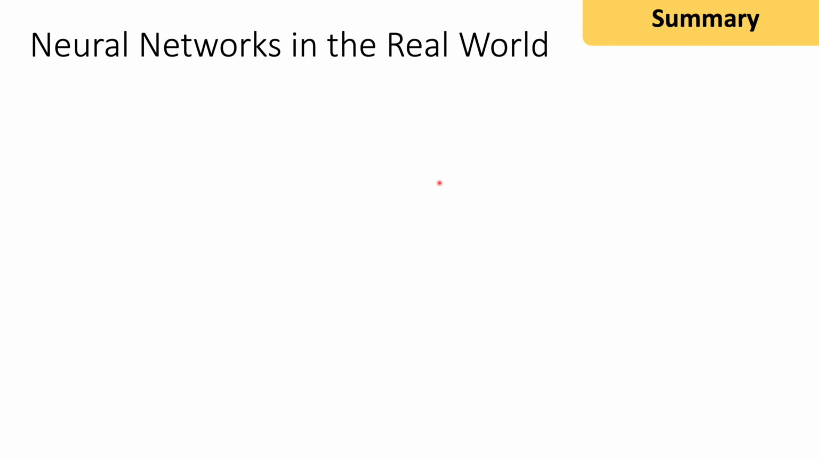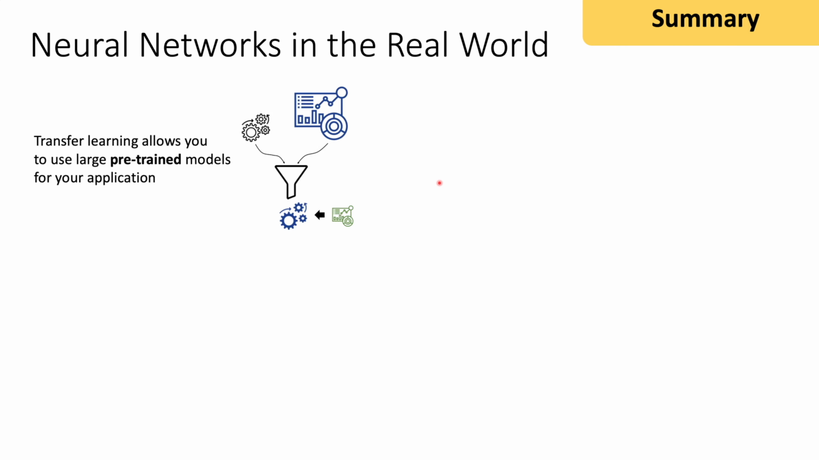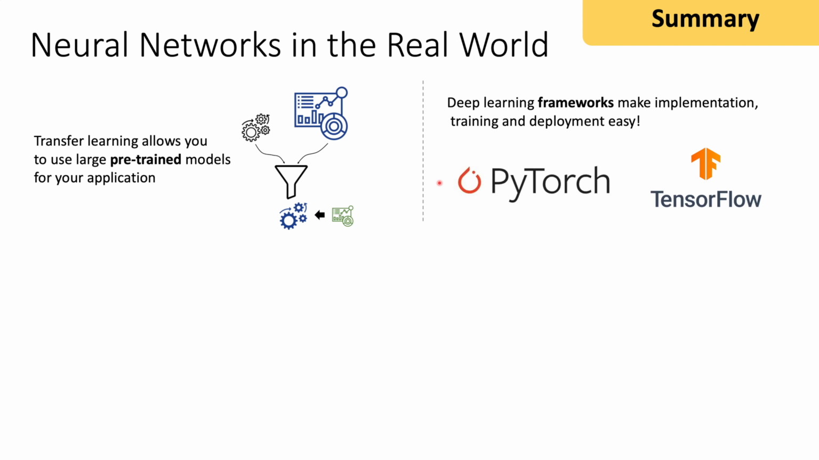Finally, what have we learned about neural networks in the real world? They are often scaled to huge sizes and use a lot of data, but we can actually still use them if we take a pre-trained model and just fine-tune it for whatever application we have. And we don't need to implement everything from scratch. We can use a deep learning framework like PyTorch or TensorFlow to actually do our work.